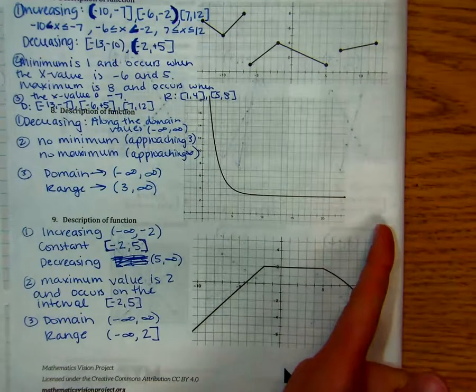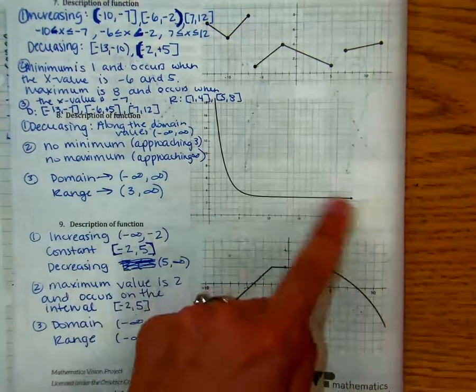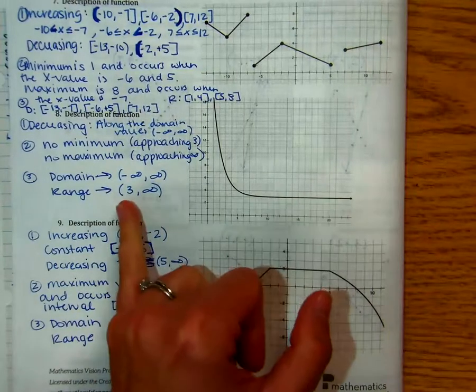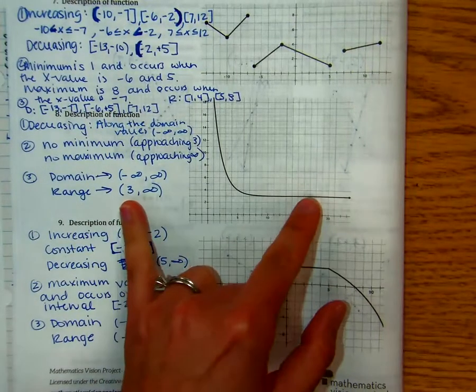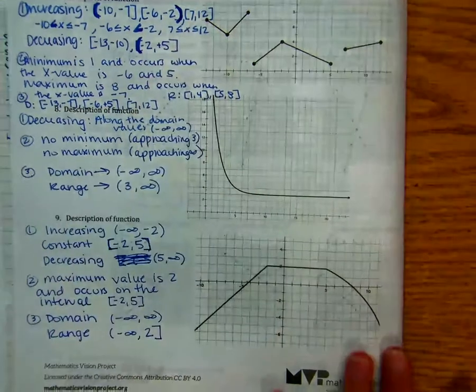The range here is a little tricky because it's almost backwards. It's approaching 3, so that 3 is going to be the lowest value it'll ever be. And notice I didn't use a bracket because it's not ever going to equal 3. And then the range can go all the way up to infinity.